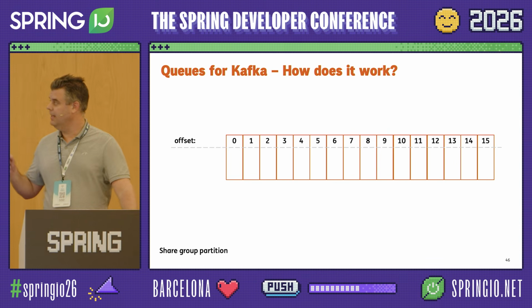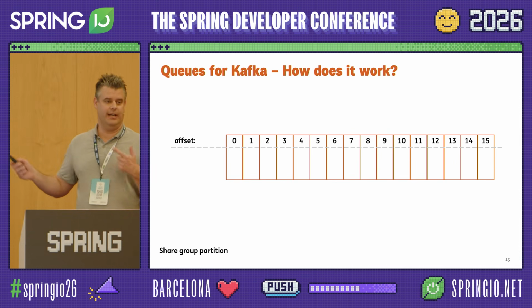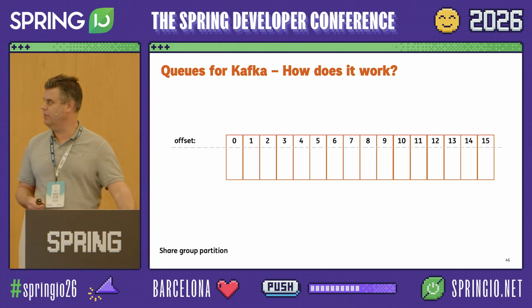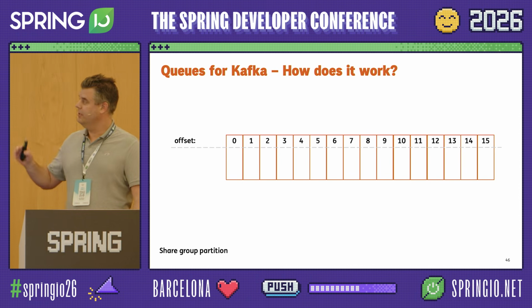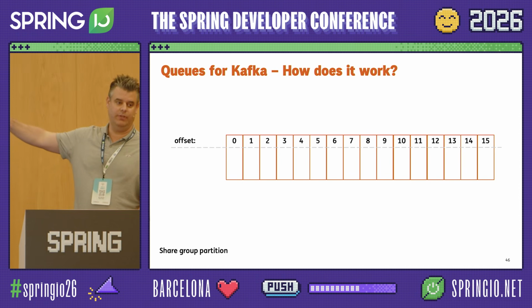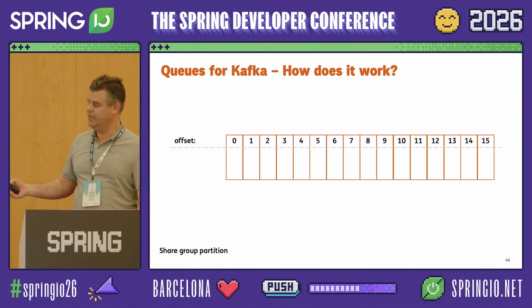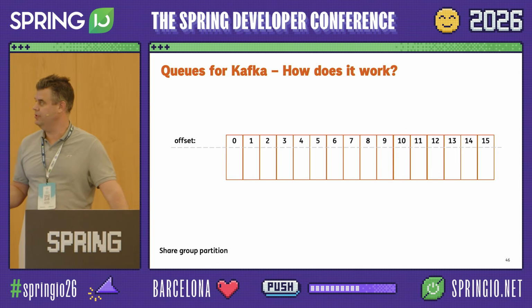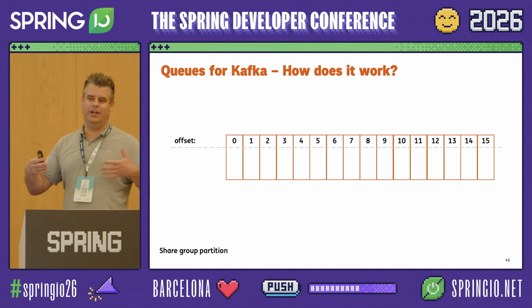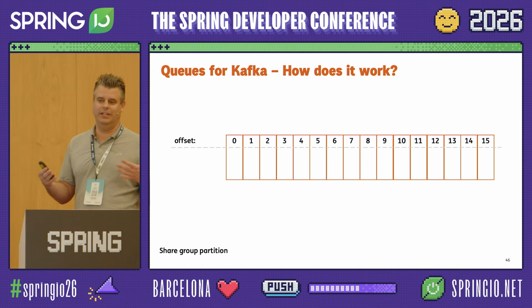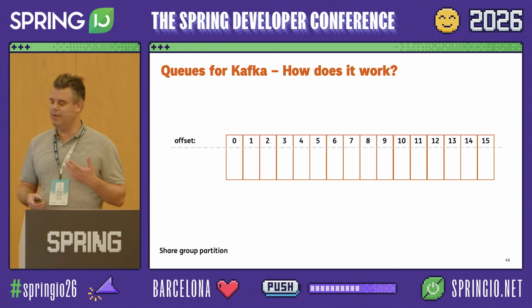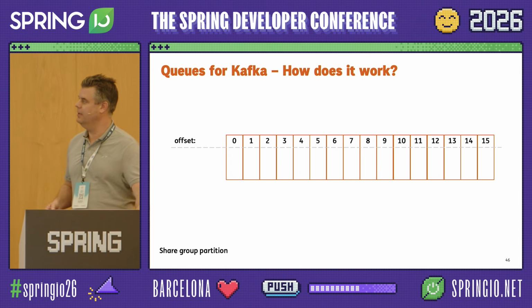So let's explain this, because you need to understand how this works before we go into the demo, otherwise it doesn't make a lot of sense. So let's now focus on one specific partition. And there is a concept of a share group partition. Underneath, it's still a Kafka partition, right? There is nothing different there, but this is just metadata and a concept to talk about it.